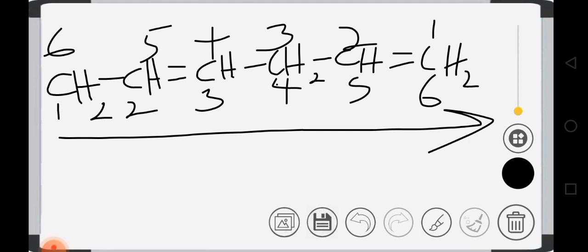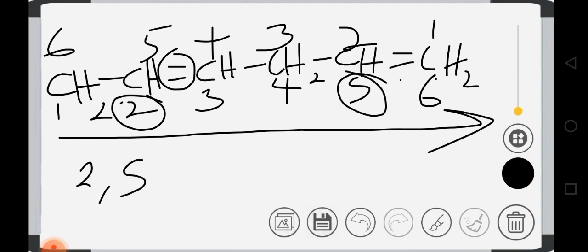Now, if you want to call this double bond, how do you name it? Don't start from the carbon in front of it. You take the carbon at the back of it. The carbon at the back will take the position of that double bond. Please take note. So it's in carbon 2. Then for this one, the carbon at the back of the bond is number 5. So I'm going to have 2, 5.